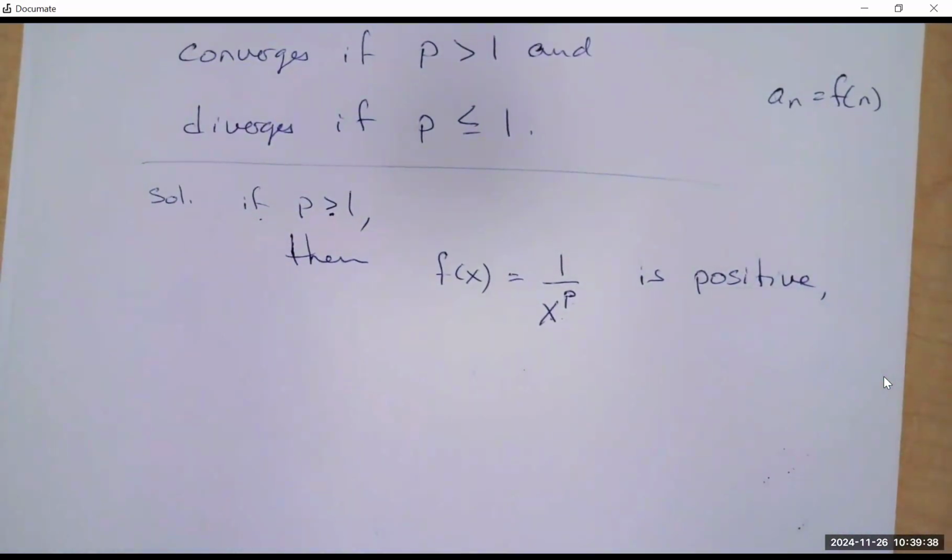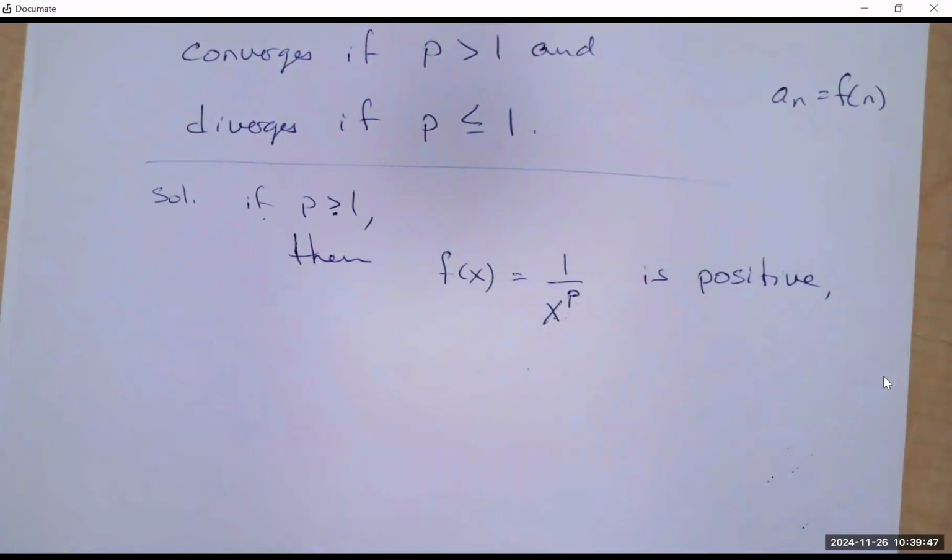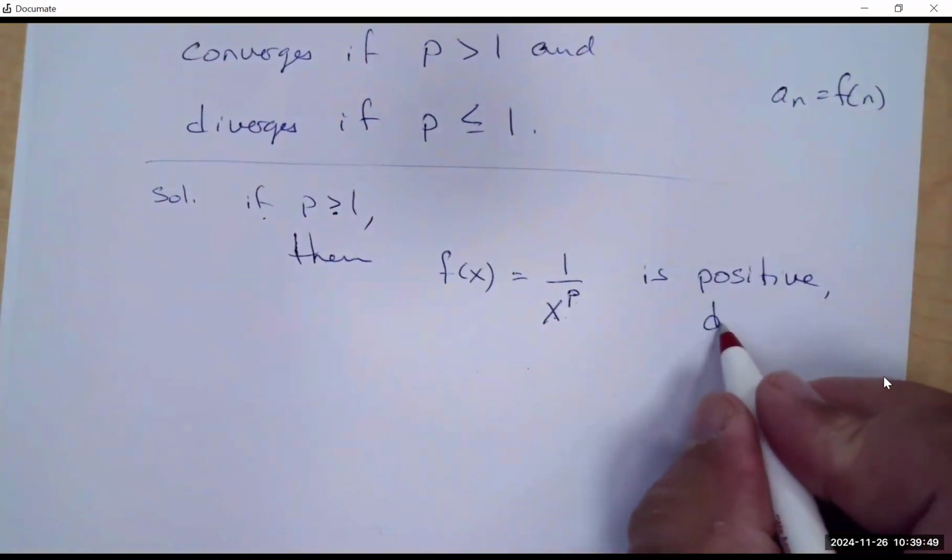Is it increasing or decreasing? This number, 1 over x. As x goes further, what's happening? It's decreasing.